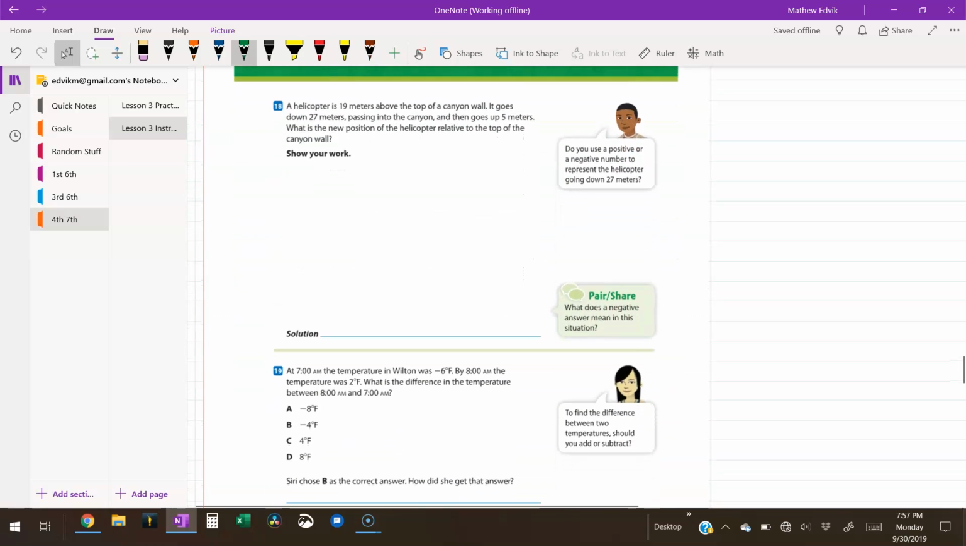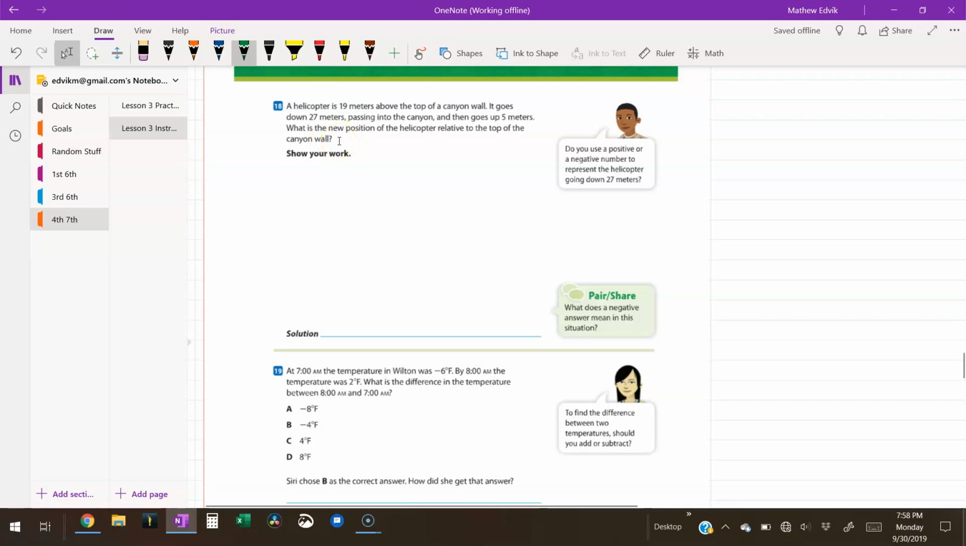Number 18. A helicopter is 19 meters above the top of a canyon wall. It goes down 27 meters, passing into the canyon, and then goes up 5 meters. What is the new position of the helicopter relative to the top of the canyon wall?